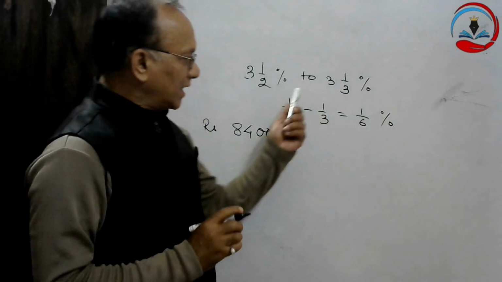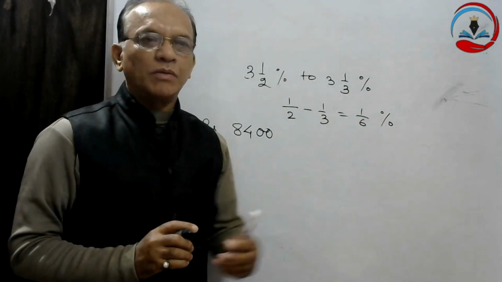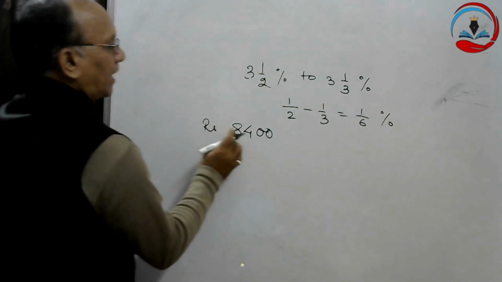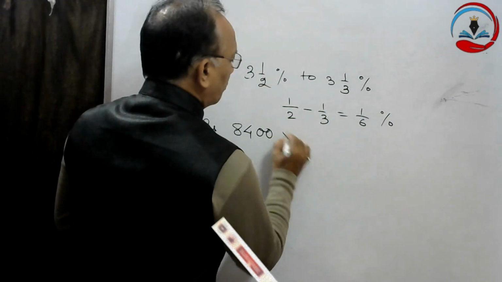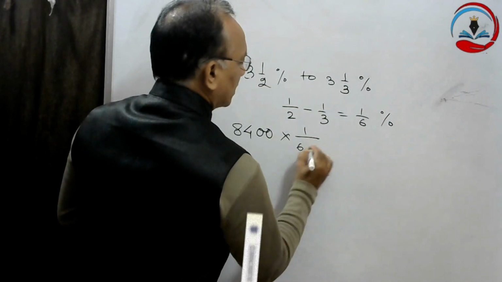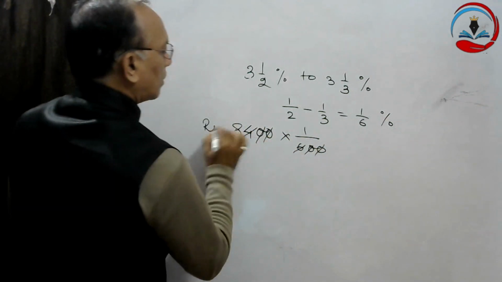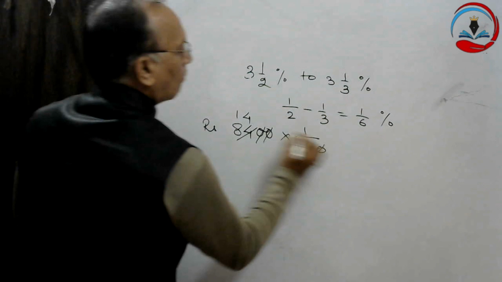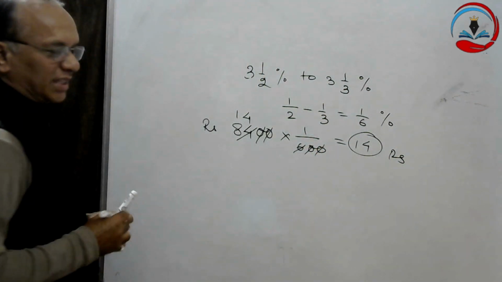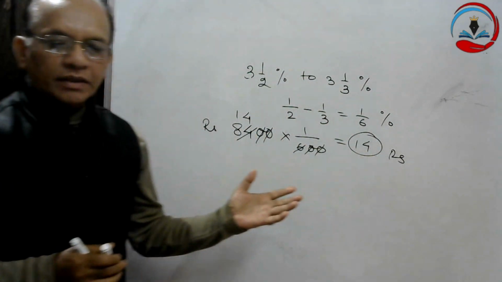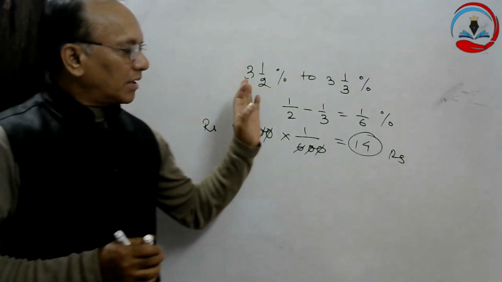Because the sales tax is reduced, ultimately the person will gain some price. So this is 8,400. 1/6% of this amount becomes 1/600. So this is 14 rupees. So the answer is 14 rupees. This is the simplest way that we can solve the question using the direct method.